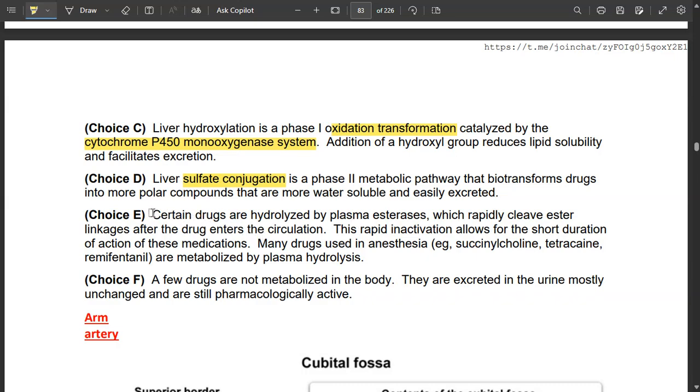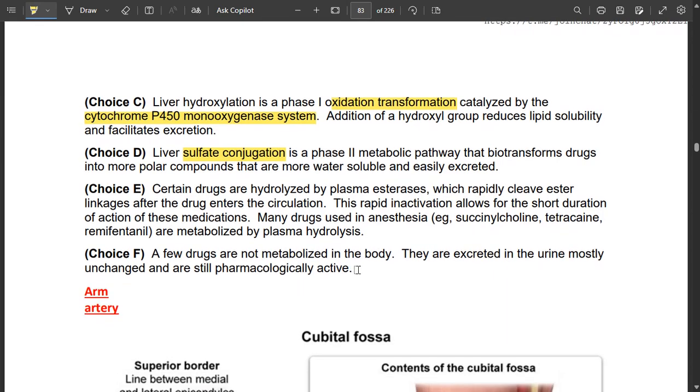Now, certain drugs are hydrolyzed by plasma esterases, which rapidly cleave ester linkages after the drug enters the circulation. This rapid inactivation allows for a short duration of action of these medications. Many drugs used in anesthesia, like succinylcholine and remifentanil, are metabolized by plasma hydrolysis. A few drugs are not metabolized in the body; they are excreted unchanged in the urine and are still pharmacologically active.